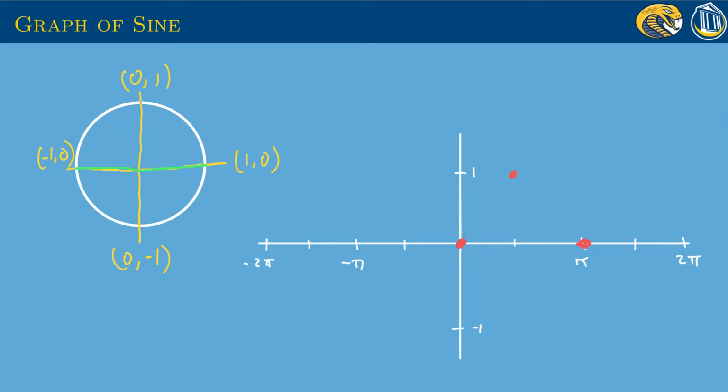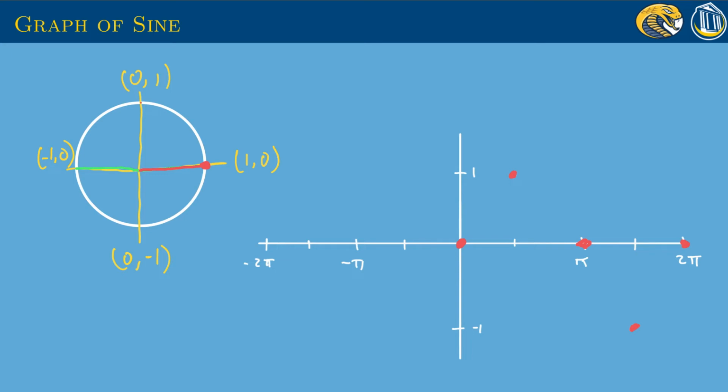If we keep rotating around to 3 pi over 2 radians, we notice our y-coordinate is now negative, down here at negative 1. And as we complete our loop, we have a full rotation of our circle back to our initial angle. 2 pi radians has a y-coordinate of 0.